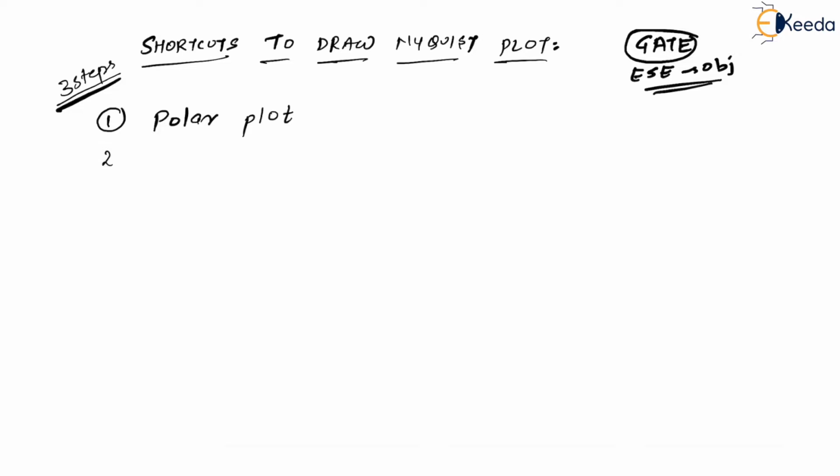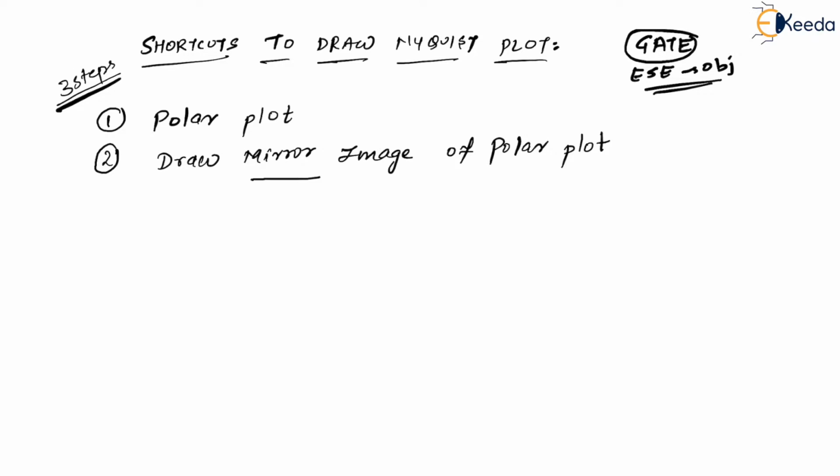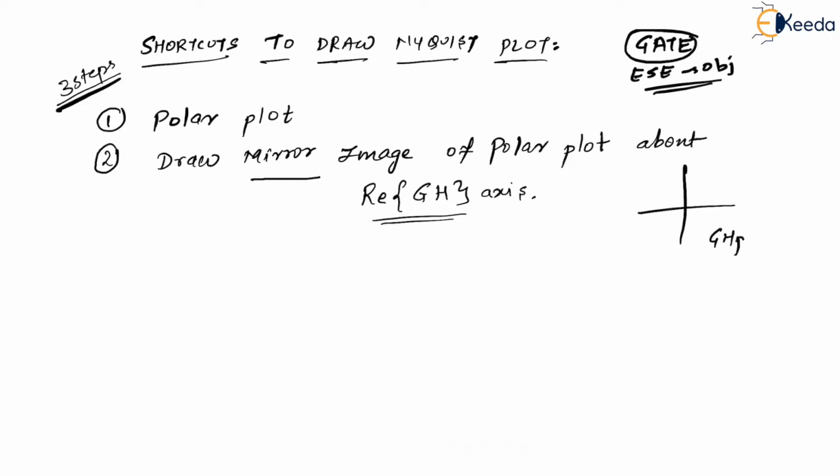Second step is to draw the mirror image of the polar plot about the real axis of GH. What is that axis? If you see the GH plane, this axis is nothing but the real part of GH, and this one is nothing but the imaginary part of GH. We have already seen that. Now 2 steps are done.